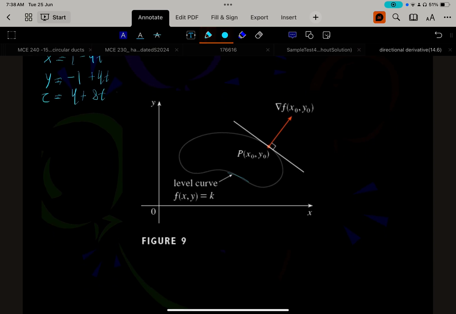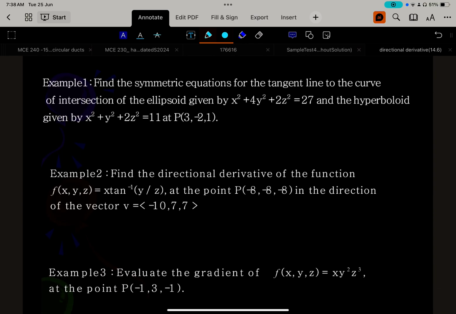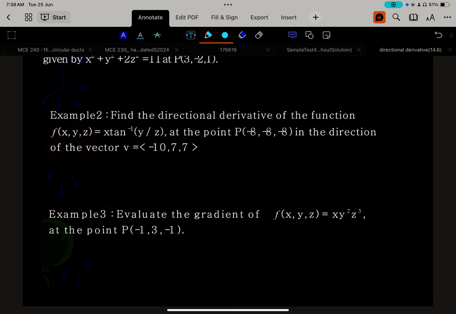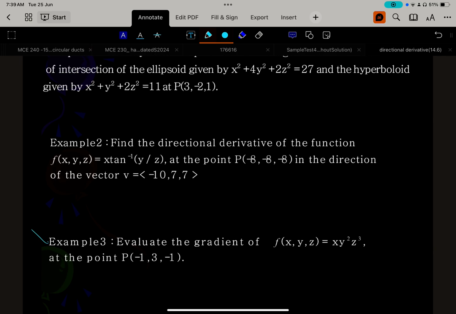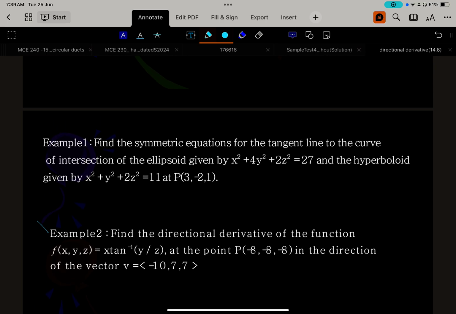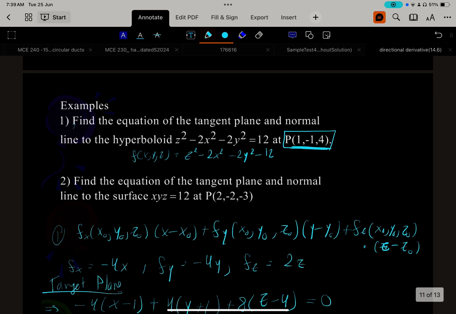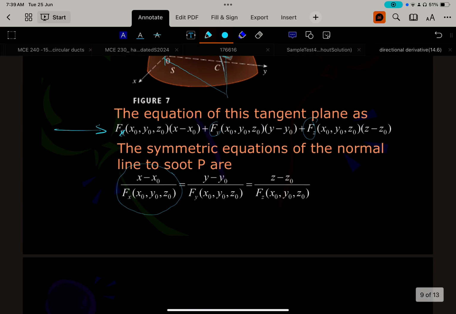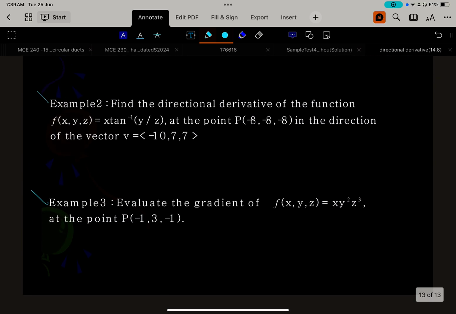See, this is the level curve, this is the gradient, and this is the directional derivative. Here are a couple of examples. This is an example of finding the gradient, which we did. Finding the directional derivative. Finding a symmetric equation, which is an interesting question. Let's do an example of this. And this is our final example. We're going to be done with this.